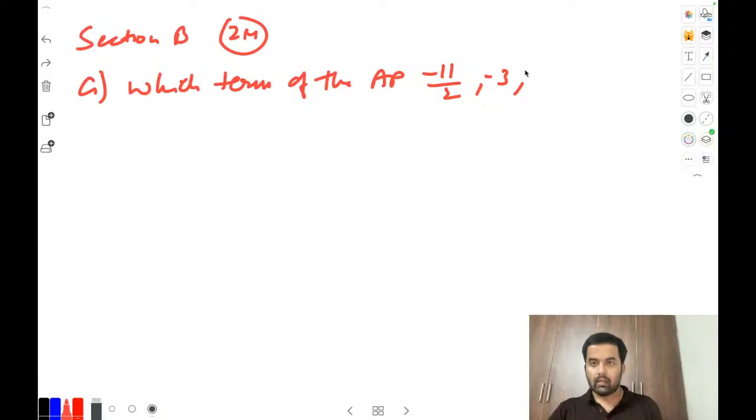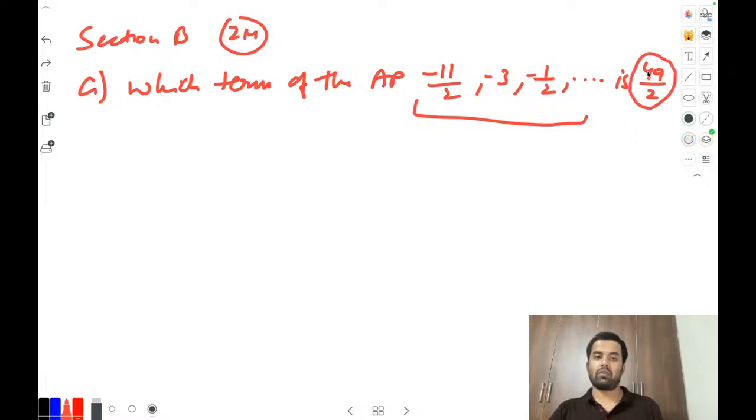Copy the question also. Which term of the AP minus 1 by 2, and so on, is 49 by 2? Which means the AP is given till here only. This is the term given. Question asking about which term, which means which place this will come. Figure out, everyone. We have only two formulas in this, just apply the formula, get the answer. First write the given part, then only proceed with answers.